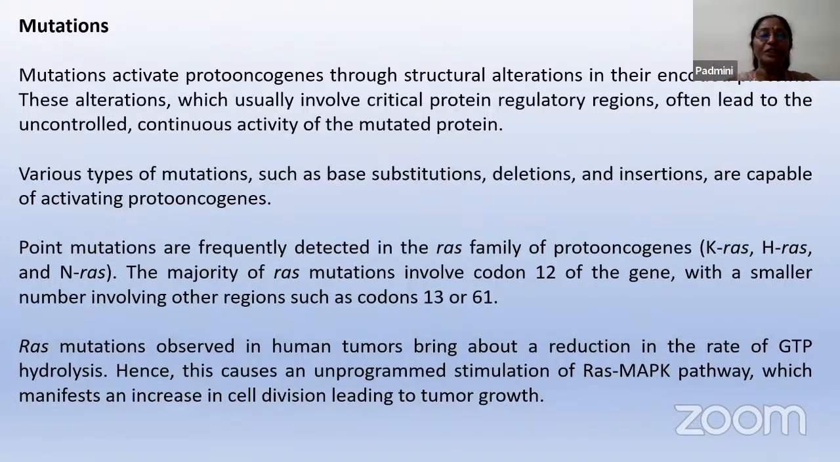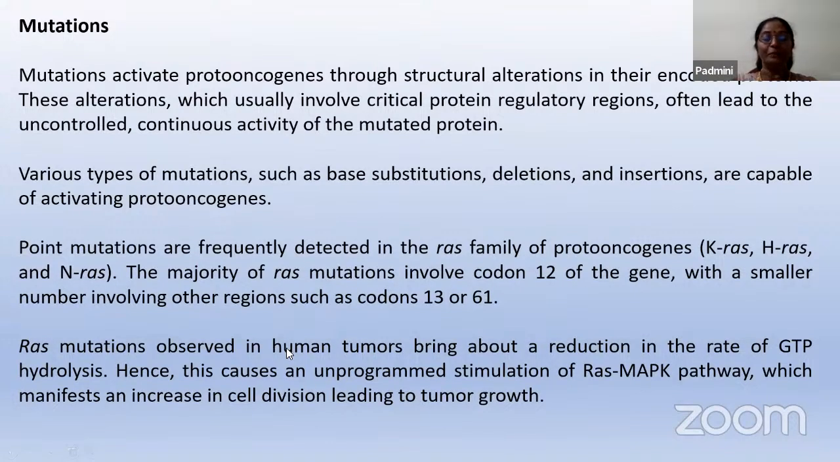In that, point mutation, for example, when you're talking about the RAS family, point mutations are frequently detected in the RAS family of proto-oncogenes, and the majority of the RAS mutations involve codon 12. Remember codon 12, 13, 61, but mostly it involves codon 12 of the gene, with other regions such as 13 and 61. So when there is a mutation in codon 12, that leads to activation. Mostly you find mutation in codon 12, but there are different types of mutations in codon 13 and 61, which also lead to activation of proto-oncogenes.